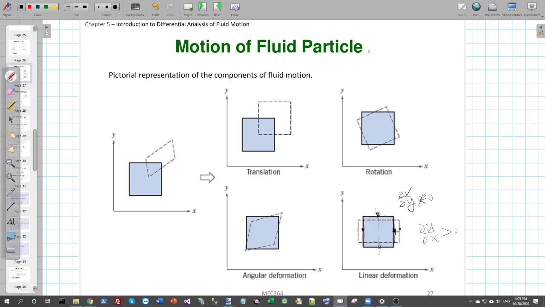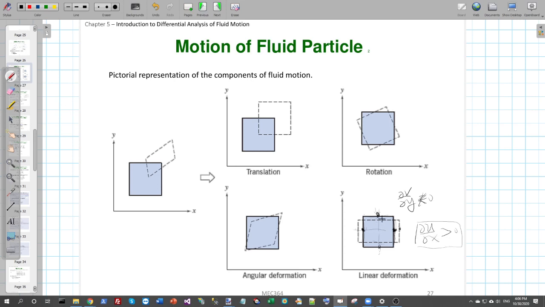So in other words, if you want it to become, for example, this dashed line in the x direction, so this particle is actually stretched, the only possible way is that the u velocity of this face is larger than the u velocity of this face, so that this face is moving in the x direction faster than this surface, so that it is stretched. So in other words, this x direction stretch only happens when partial u partial x is larger than 0.